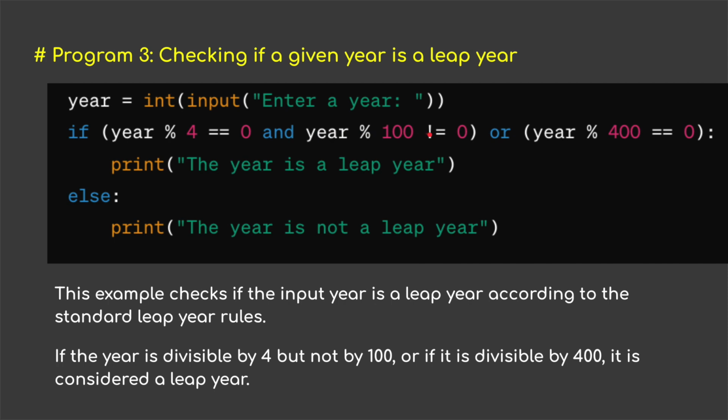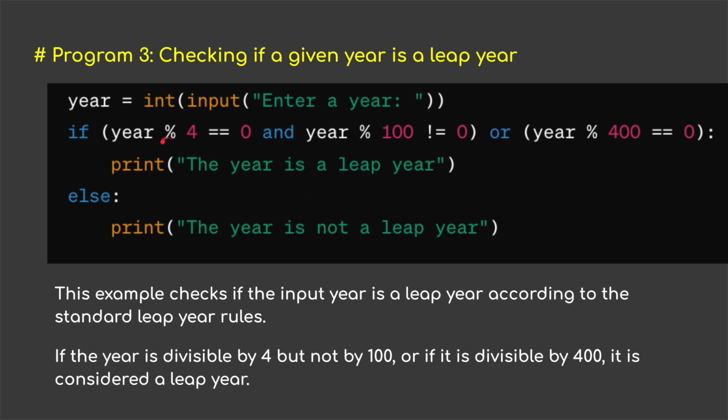So we've got quite a big statement here. Or the year, when we divide it by 100, the remainder equals 0. When we divide by 400, we get a remainder 0. When we divide by 4, we get a remainder of 0. So if any of those conditions are true, with the and and the or, the year is a leap year. Else, print the year is not a leap year.